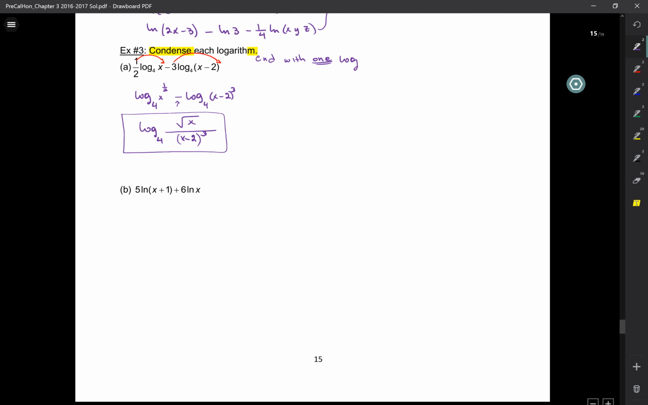All right. Okay, so here, one more time, all coefficients will become exponents. So this will be ln of x plus 1 to the power of 5 plus ln of x to the 6. Now, ln of x plus 1 to the power of 5. I have a plus here. That means I'm going to multiply by x to the 6. And it'll look like this. Okay, so let's take a look at another one.